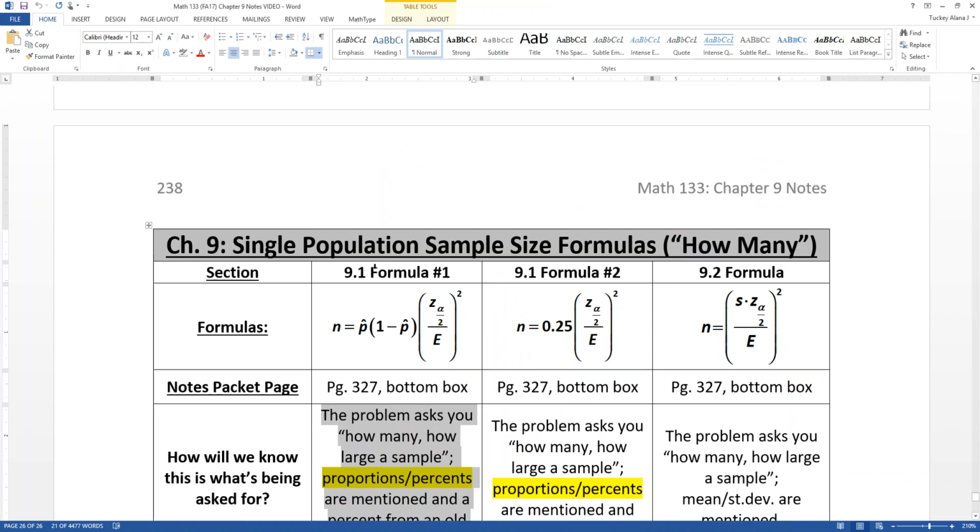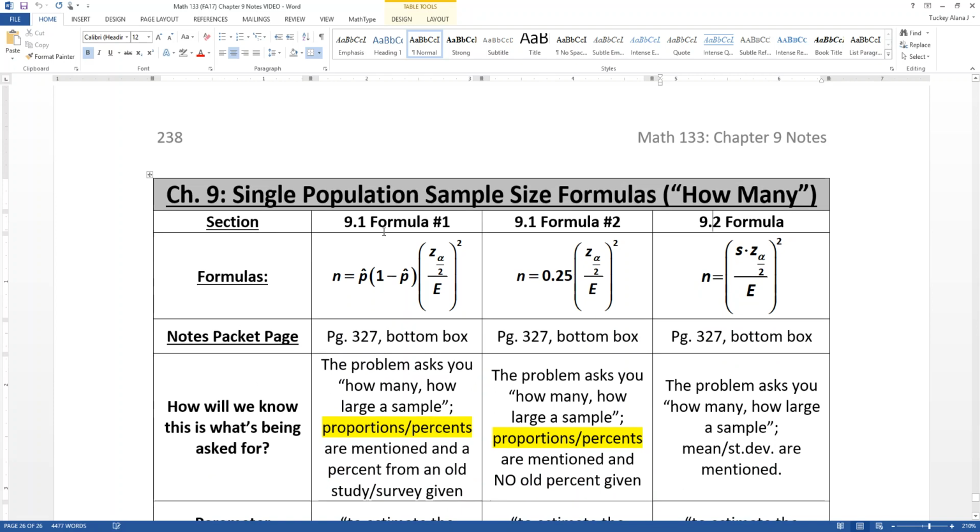So in Chapter 9 we learned three formulas, two for a single proportion, and then one for a single mean. So how large a sample do we need in order to estimate a single proportion if we have a prior estimate? How large a sample do we need to estimate a single proportion if we do not have a prior estimate? And then in 9.2 it was how large a sample do we need to estimate a mean?